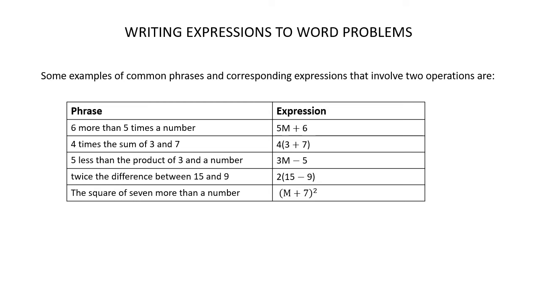Let's look at this phrase. The square of 7 more than a number. Let the number be m. Then 7 more than a number means m plus 7. The square of 7 more than a number. The square of m plus 7 means you have to square m plus 7. So the square of 7 more than a number is written as m plus 7 the whole squared. Hope you understood this.